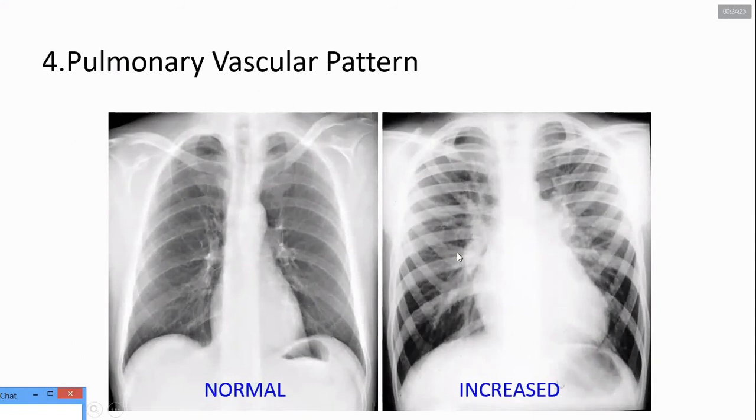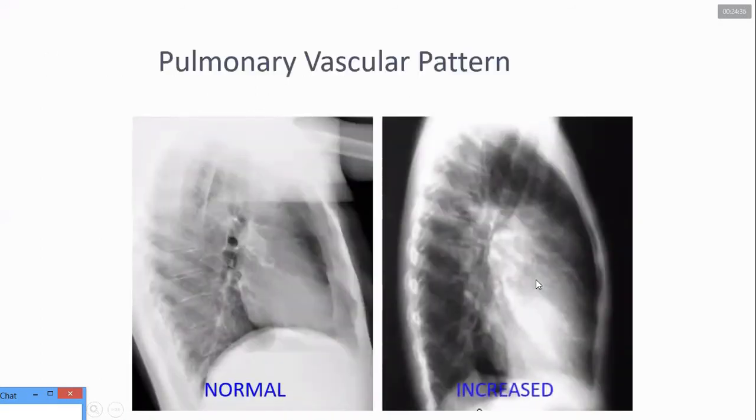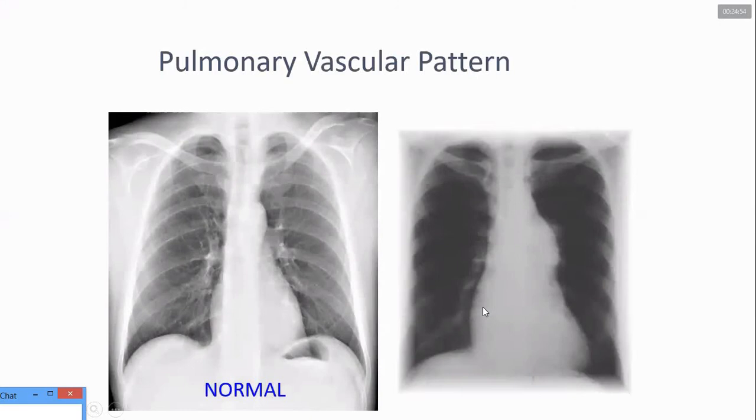Now see here how there is an increase in vascular prominence of the pulmonary branching, and there is also interlobular thickening. Now on lateral view, this is the normal pulmonary vascular pattern. See this shadow, this opacity, of the pulmonary vasculature, and how the pulmonary vasculature is more prominent. These markings are increased in pulmonary hypertension.